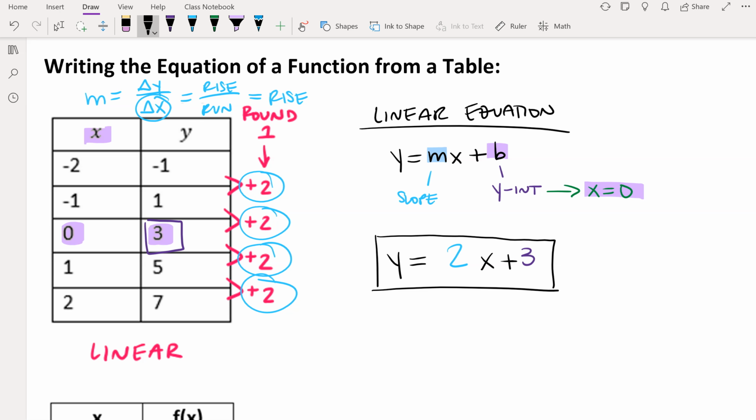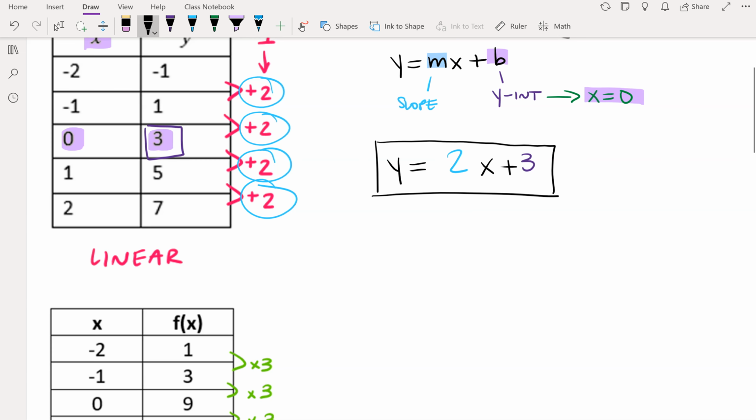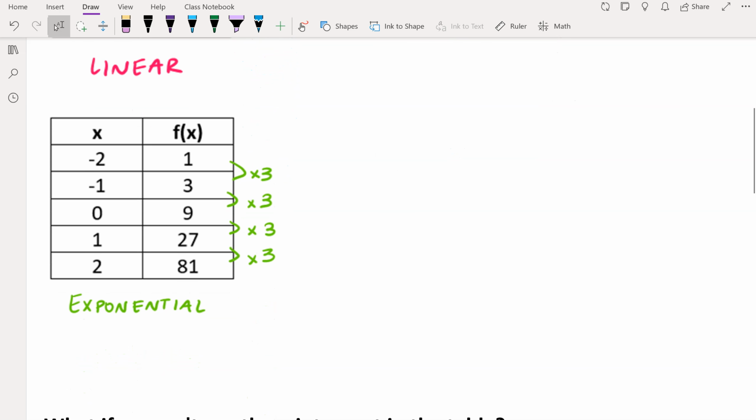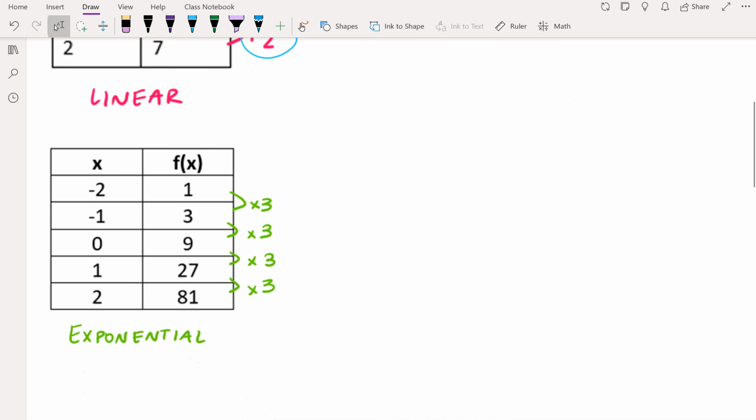All right, now let's try it for an exponential equation. So let's go down here. Again, this is from last class. We know that this function is exponential because we are multiplying to get each next y value. 1 times 3 gives me 3. 3 times 3 gives me 9. So we're multiplying to get to the next y values.